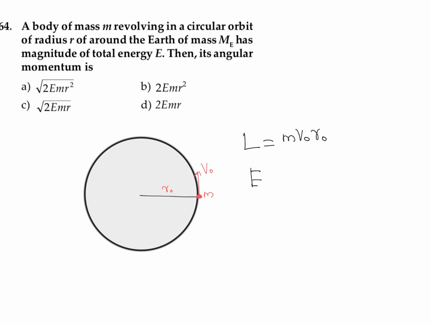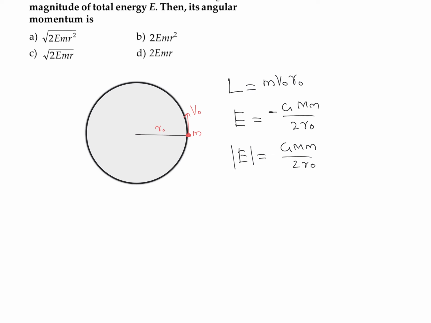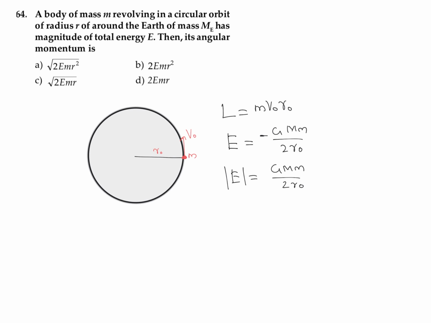So we know the equation for its total energy, or its magnitude of total energy. The actual total energy is minus G M m divided by 2 r naught, or if you are just considering the magnitude of this total energy, it is going to be G M m divided by 2 r naught. So we have to write the value of this angular momentum L in terms of energy.